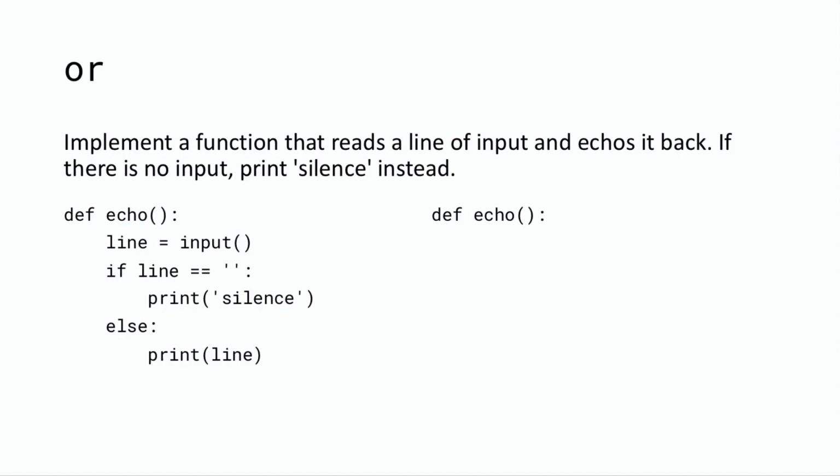So if I type in hello, it should say hello, goodbye, it should say goodbye. But if I type nothing and I just hit enter, it should say silence instead. And so if we look at the code on the left, we have this simple function. It gets a line of user's input, and it says if the line is an empty string, we print silence. Otherwise, we print out the line, right? So very straightforward. But can we actually solve this problem in one line? And the answer is yes. And in every video when I ask that question, the answer is always going to be yes. I'll give you a spoiler there.